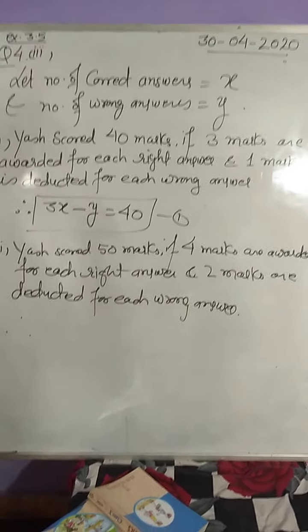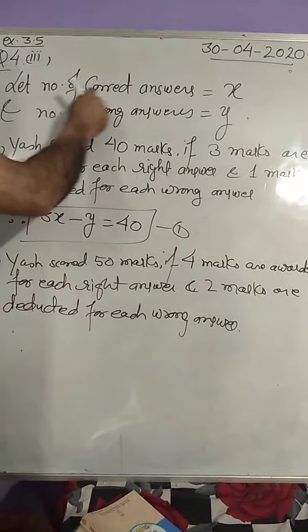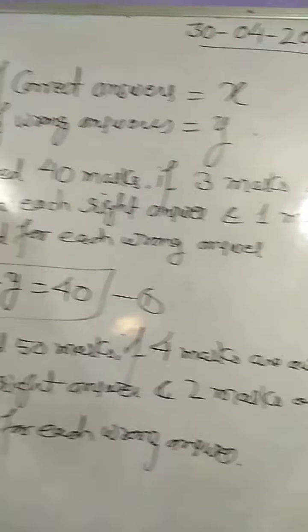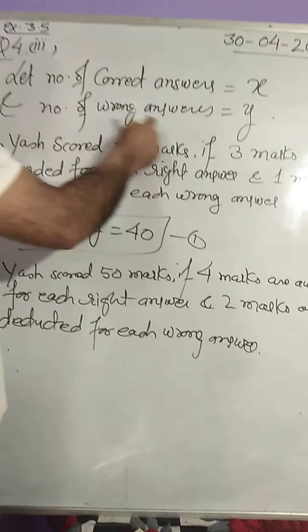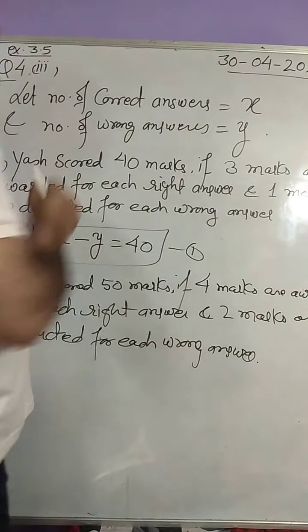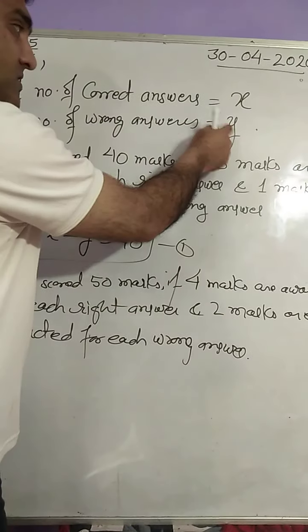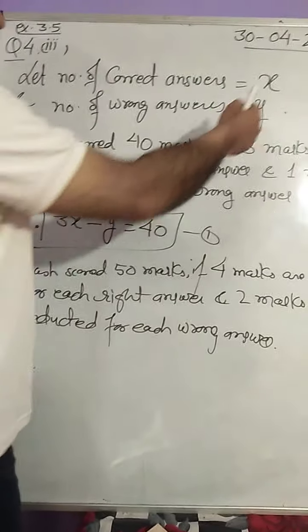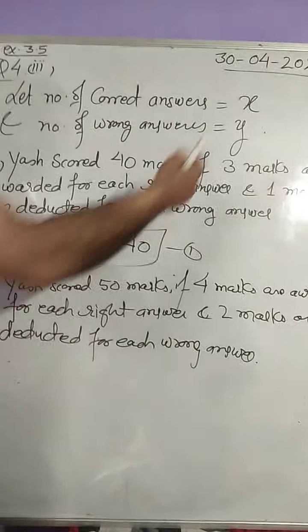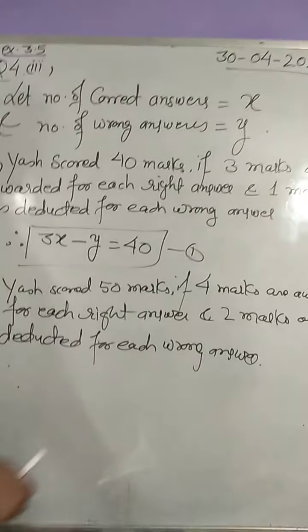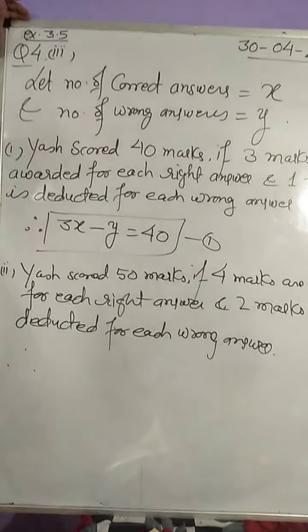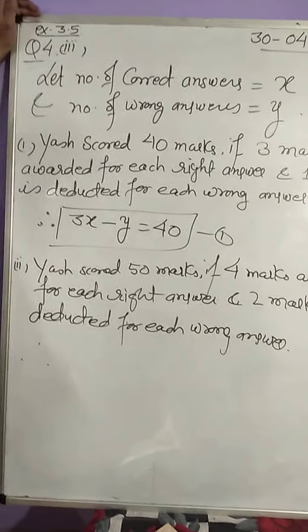Our assumption will be: let the number of correct answers be x and the number of wrong answers be y. Correct answers I have assumed x and wrong answers y. So the total number of answers is obviously x plus y. The total number of questions is always the same, x plus y. So in the end we will add x and y, but before that we will find the values of x and y.